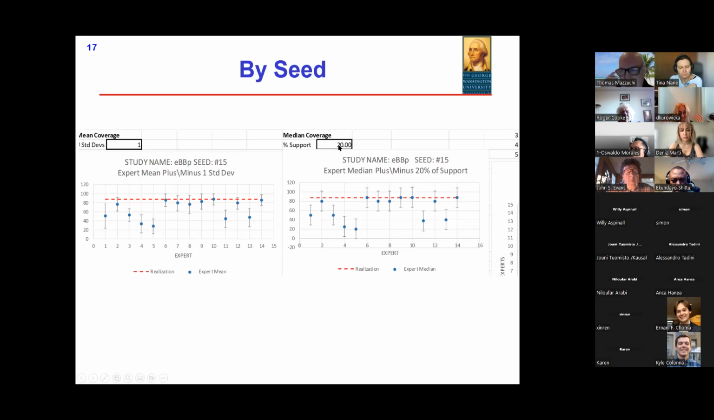And then to check the median value, I did the same type of thing, but looking at percentage of the support of the distribution. So if I take 2% or 10% or 5% of the support distribution from the median, will I still be able to catch that realization? These graphs will, as I said, probably change to be percent coverages.